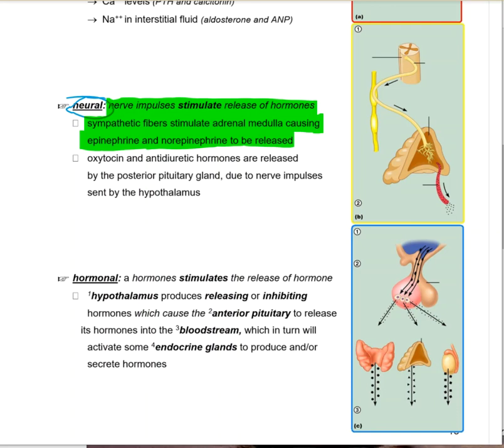There's some others too, like oxytocin and ADH, which are also released neurally. We'll talk about those later. This example right here, next to the green here, is this sympathetic fiber one. So we'll go back to that in just a minute.